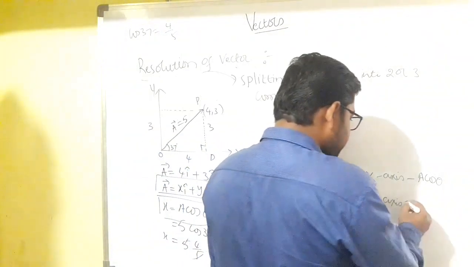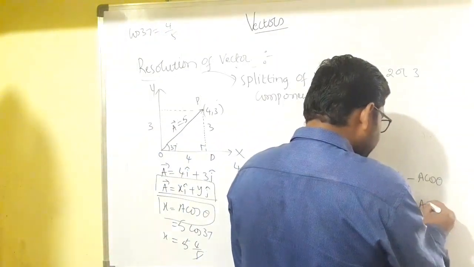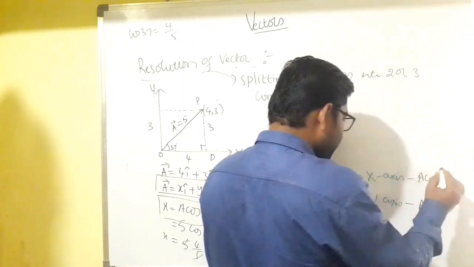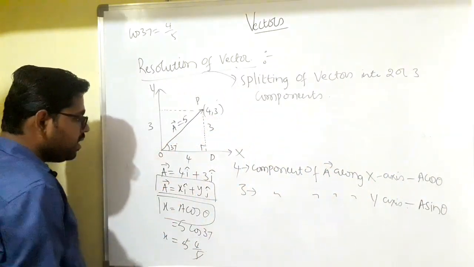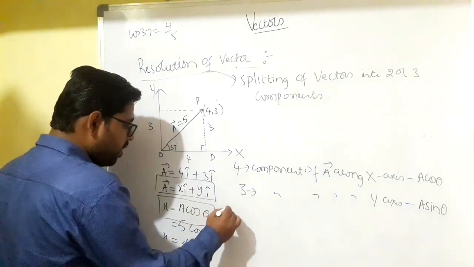What is the split part of 3 along this thing? Directly write it is a sin theta. Now how we got it, I will tell you. Now I should get 3 as the answer. So what is the value? 3, that is the y component, right?